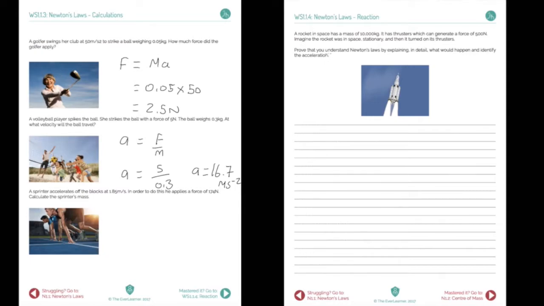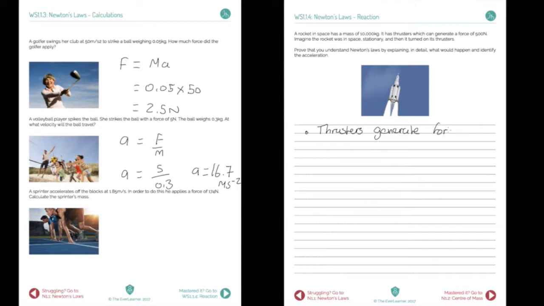So for me, I'm going to go through the explanation. The calculation is broadly exactly what we've just done. So the key thing for me is that we're going to make some key points. We're going to say that thrusters generate force.